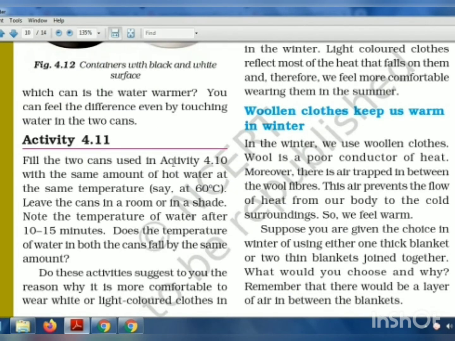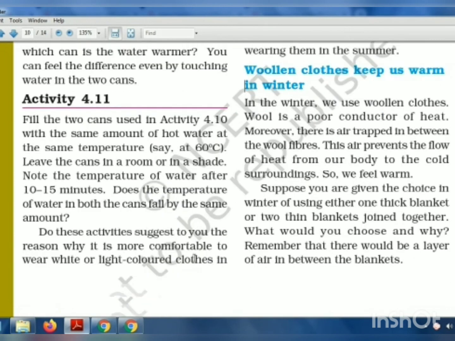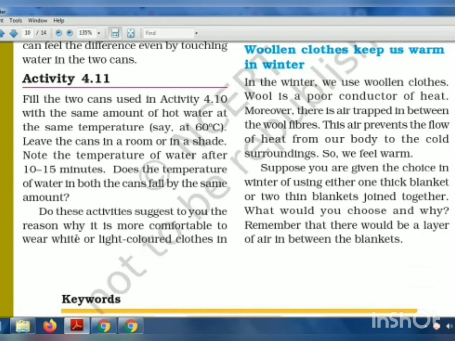Now fill the two cans with the same amount of hot water at the same temperature. Leave the cans in a room or in the shade. Note the temperature of the water after 10 to 15 minutes. So does the temperature of water in both the cans fall by the same amount? So what does this activity show?